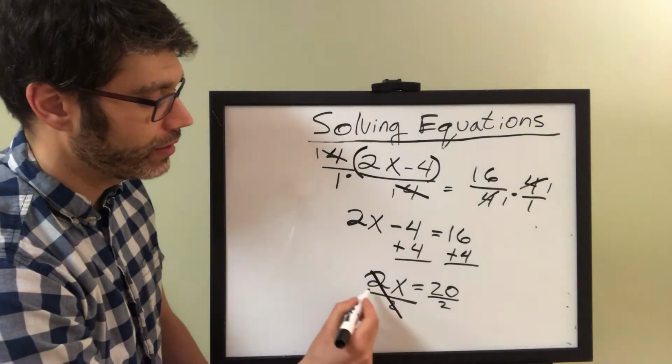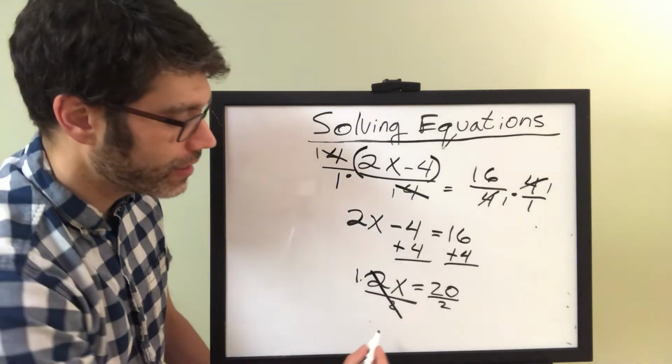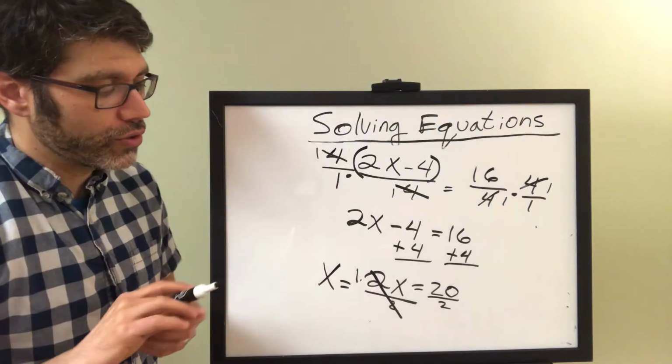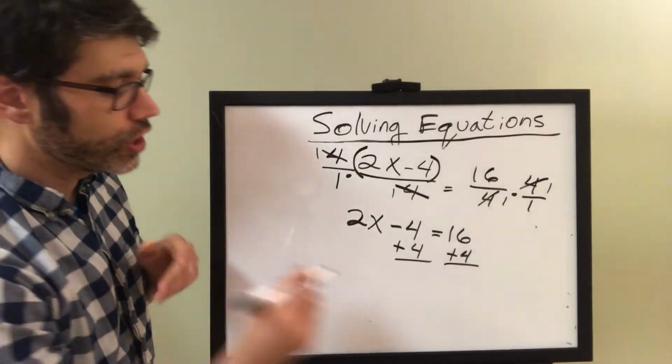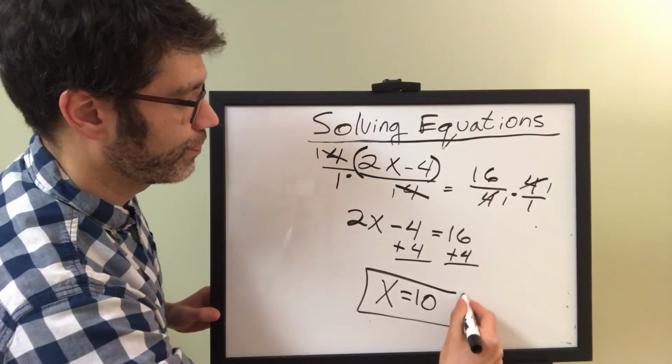2 over 2 is 1, so that cancels out to 1. So it's like 1 times x, and 1 times x is just x. And then 20 divided by 2 is 10. So our solution is x equals 10. And there you have it.